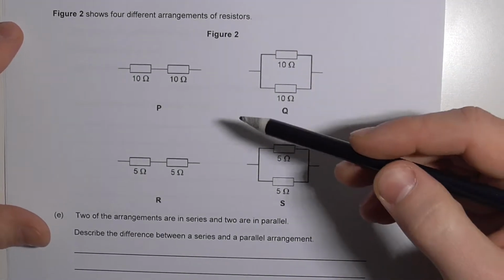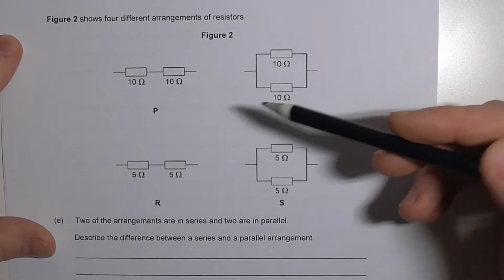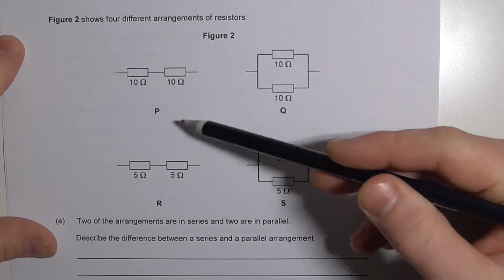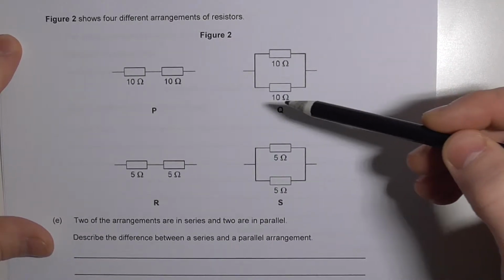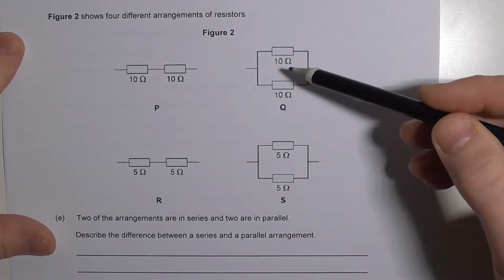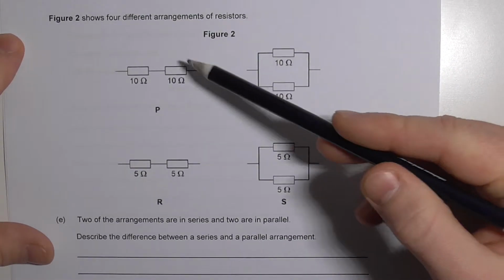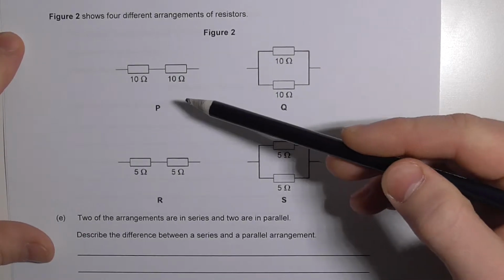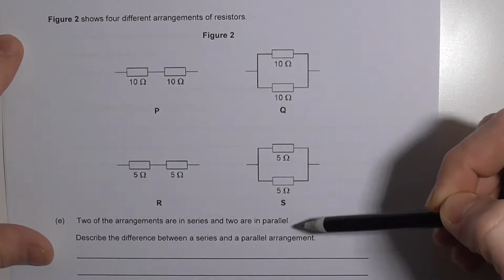When it comes to resistors in series and parallel, in series the resistances add up. In parallel, the total resistance is lower than the lowest resistor. In this case, the total resistance would be less than 10. In this case, the total resistance would be 20. 2 arrangements are in series and 2 are in parallel.